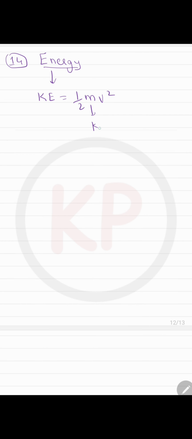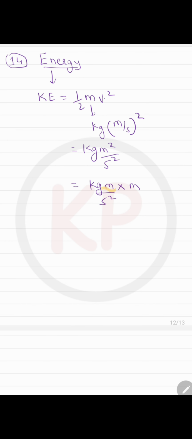The unit of mass is kg. The unit of velocity is meter per second, the whole square. Meter per second, the whole square. This becomes kg meter square per second square. We can also write this as kg meter into meter per second square.